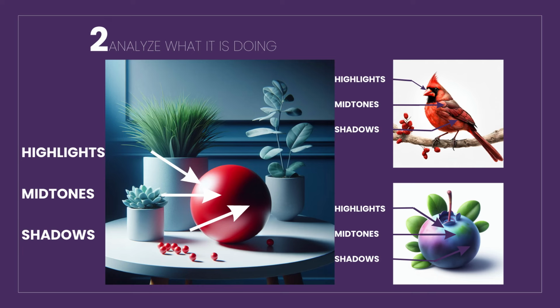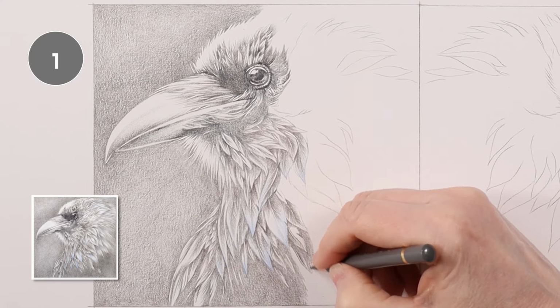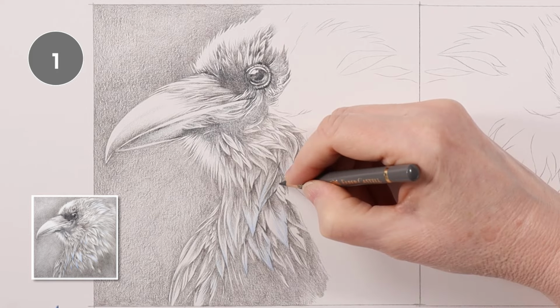On to two, analyze light and how it creates contrast and values. Observe how light falls on your subject. Note how it creates highlights, midtones, and shadows. Understanding the direction of light will help to make sure that your whole drawing is creating light and shadow in the same direction, which creates harmony.